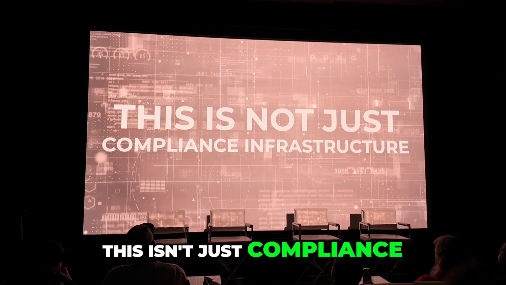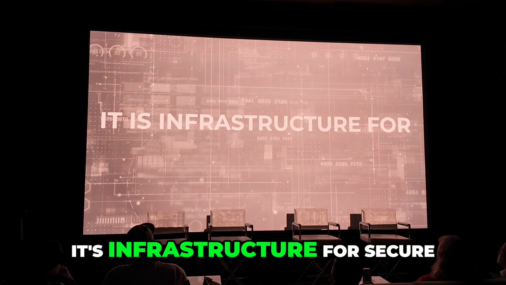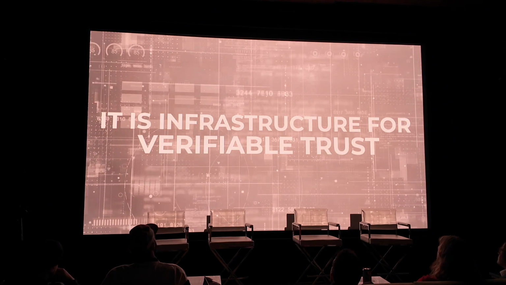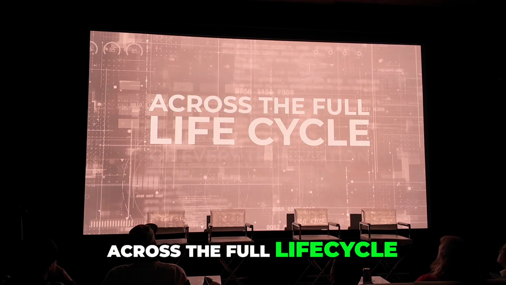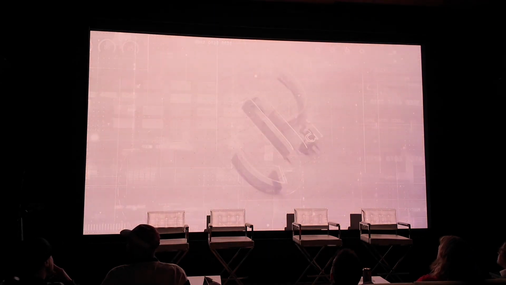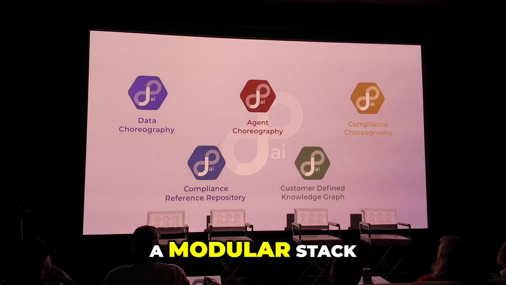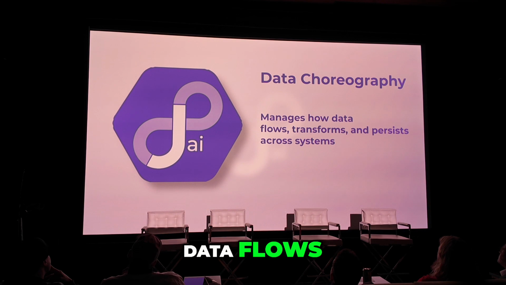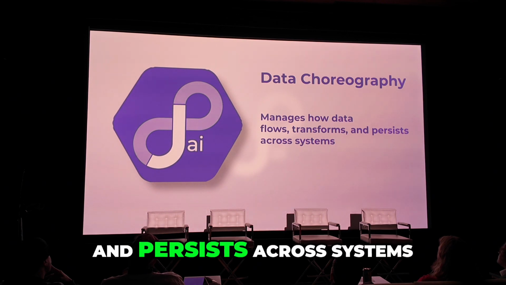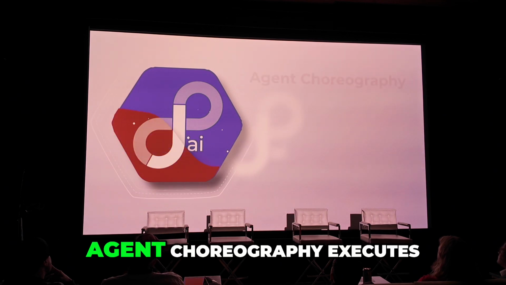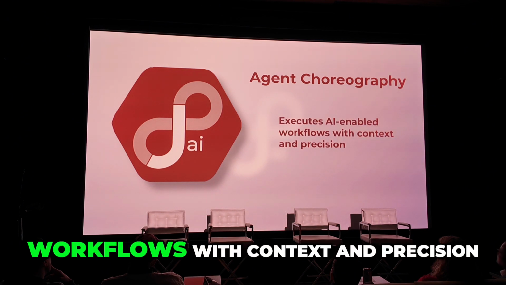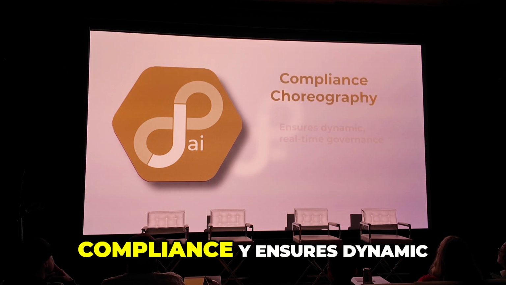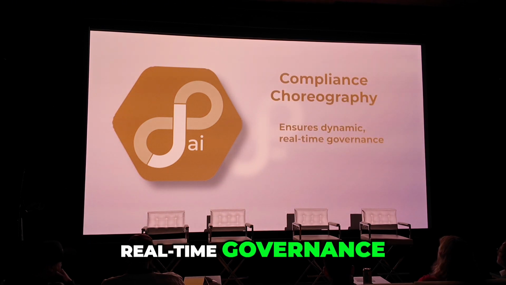This isn't just compliance infrastructure. It's infrastructure for secure, programmable, verifiable trust across the full life cycle of every transaction. At the core is a modular stack. Data choreography manages how data flows, transforms, and persists across systems. Agent choreography executes AI-enabled workflows with context and precision. Compliance choreography ensures dynamic, real-time governance.